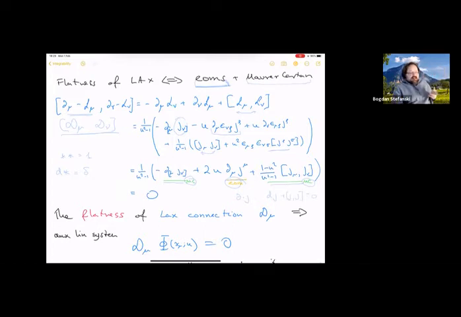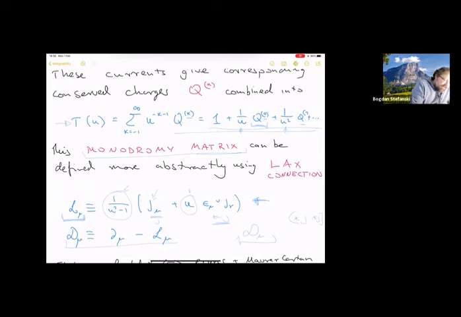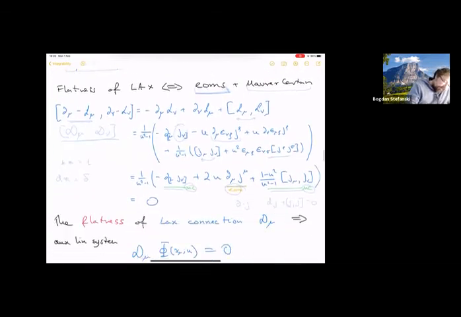Okay. Now, at this point, you might be wondering, why am I introducing such a weird auxiliary problem, such a weird auxiliary connection? But remember, what we're trying to do is find some nice expression for this monodromy matrix, for this matrix that generates all the charges, all these extra conserved charges.